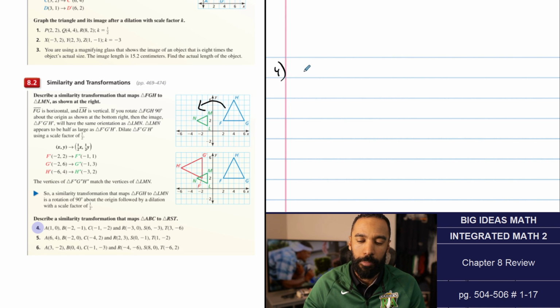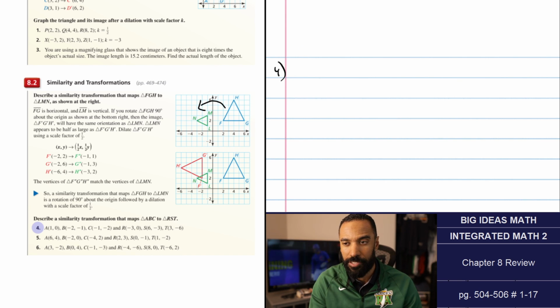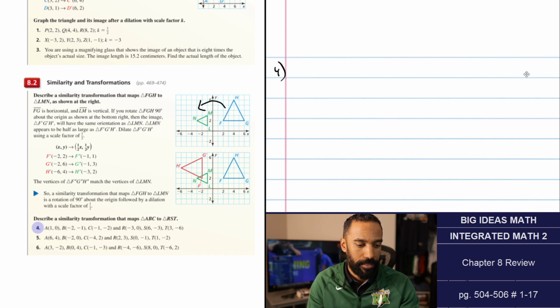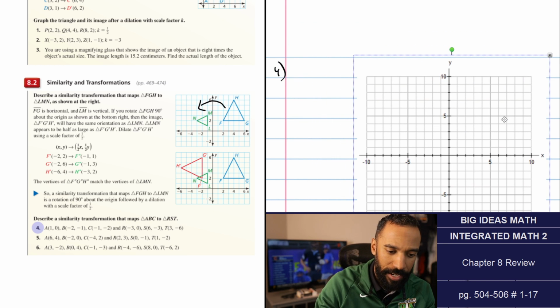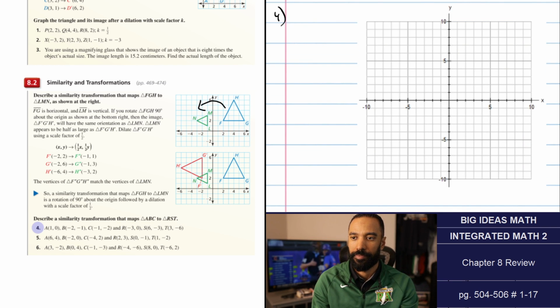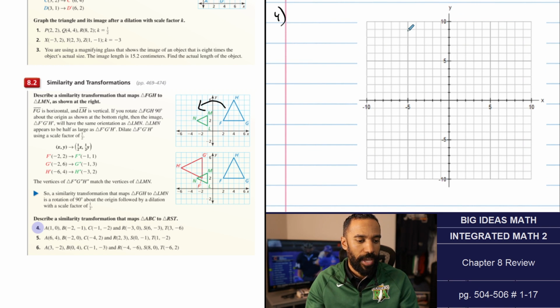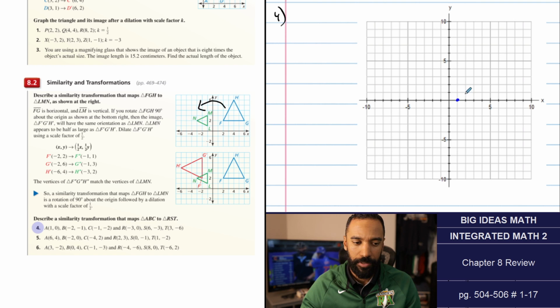So let's look at our problem set, starting with number 4. Let me graph these. A, B, C as a triangle, and then R, S, T as a triangle. ABC will be at (1, 0), (-2, -1), and (-1, -2). A, B, C.